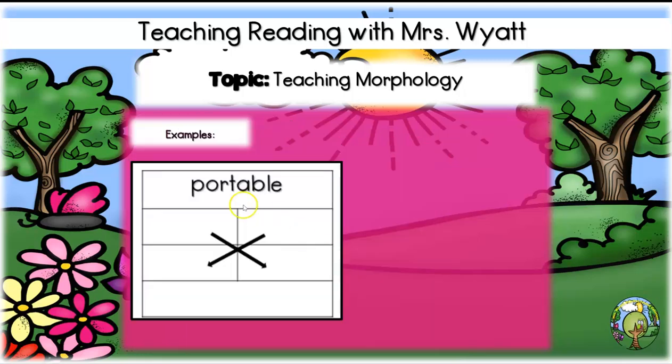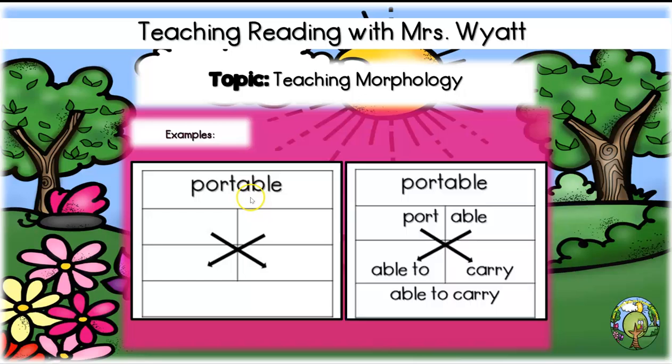So, if you look at the word portable, students would break it down into port and then able. And so port means to carry, and able means able to. So portable would mean able to carry. All right, let's look at another example.